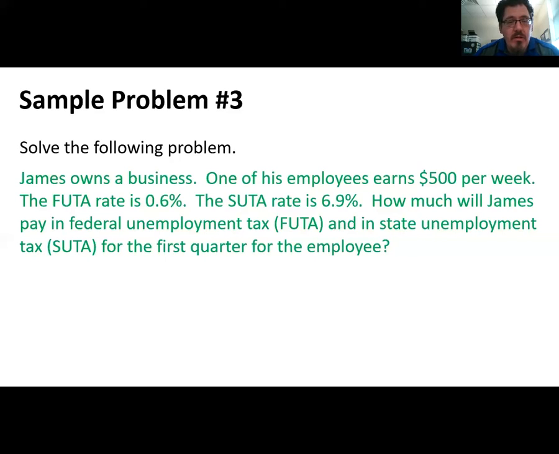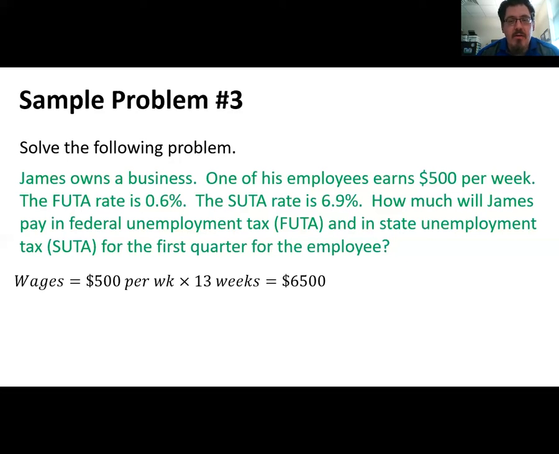So in this situation, James is the business owner. One of his employees is earning $500 per week. So we kept the numbers fairly simple just for the purpose of illustrating how you calculate it. So what we need to do first is we have to figure out how much James paid out in wages to his employees. Okay, so in this particular case, the employee made $500 per week. A quarter consists of 13 weeks. Okay? So we're going to multiply. So 500 times 13 is $6,500. So that's how much gross pay James paid to this particular employee.